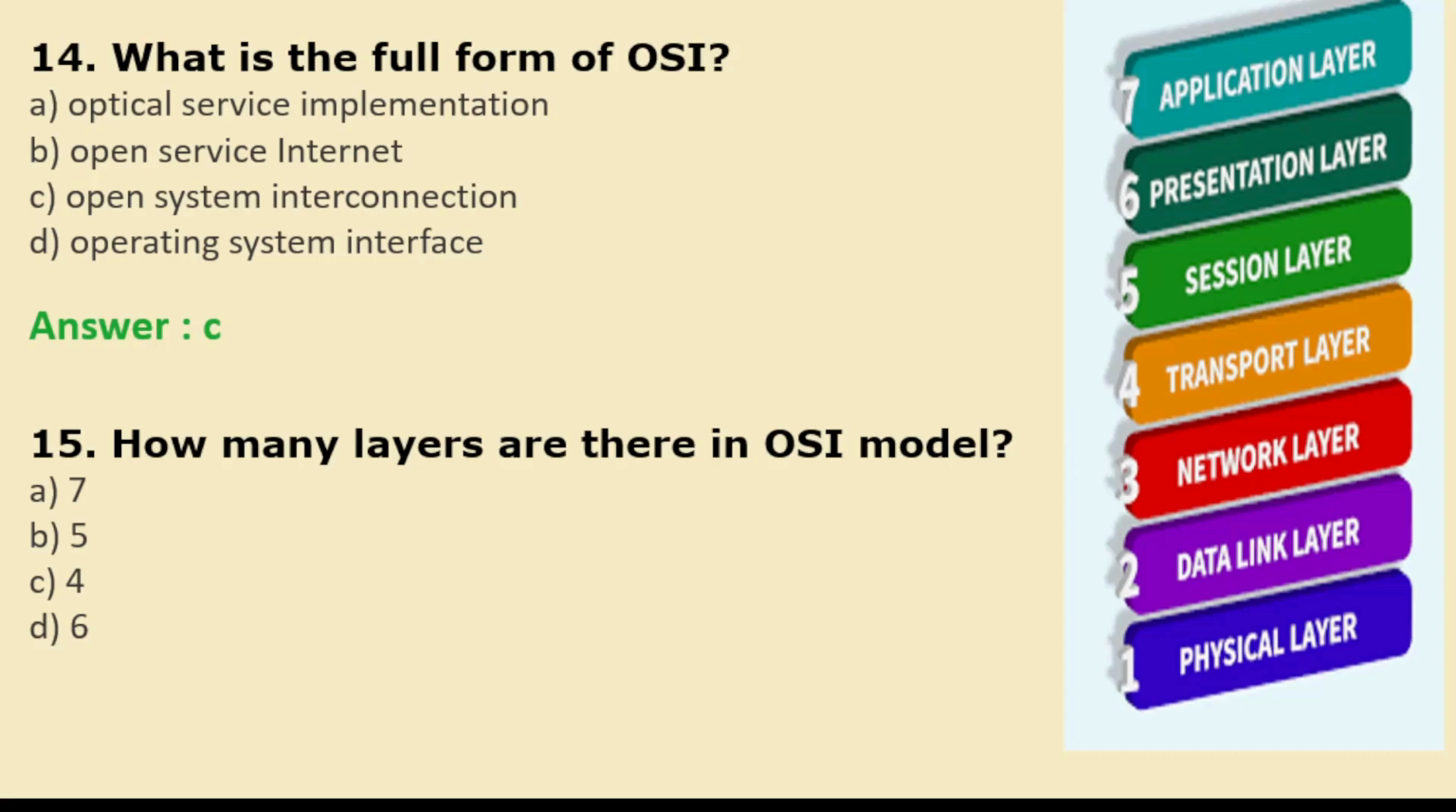Question number 15. How many layers are there in the OSI model? A. 7, B. 5, C. 4, D. 6. Correct answer is A, 7. So as you can see in the image, there are a total of 7 layers in the OSI model, which starts from physical layer, data link layer, network layer, transport layer, session layer, presentation layer, and application layer. So there are a total of 7 layers.